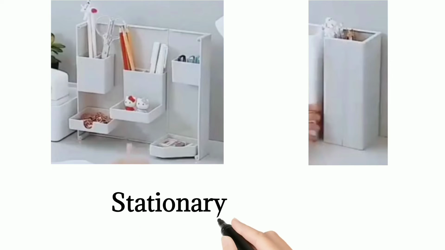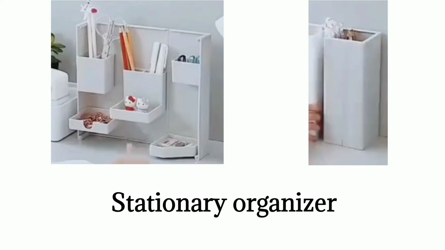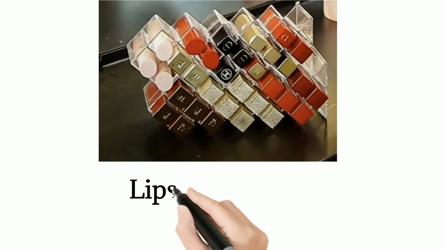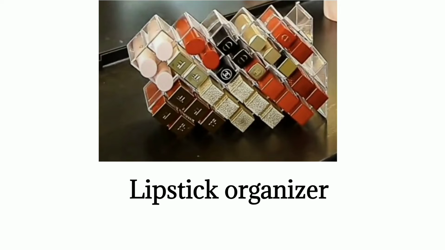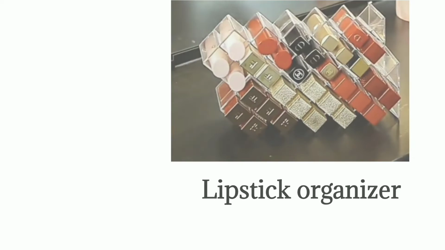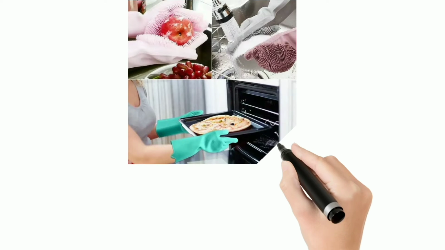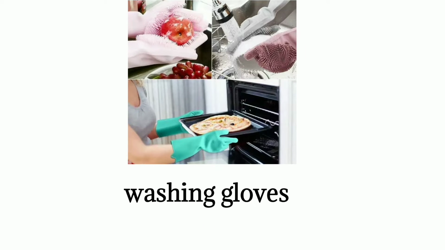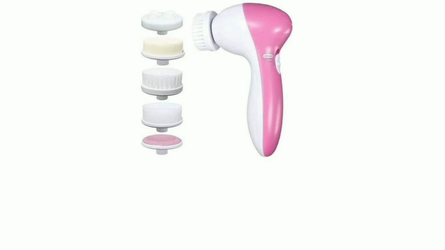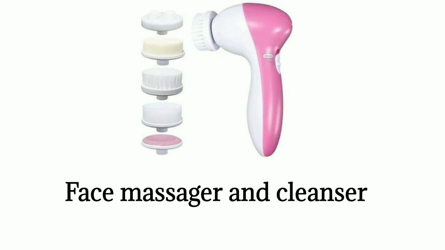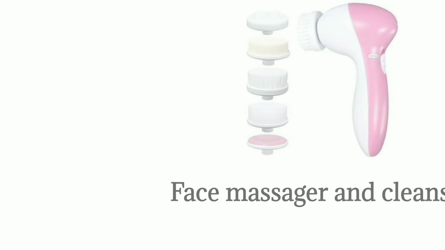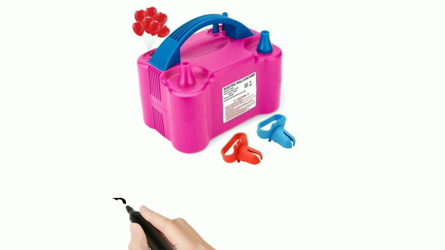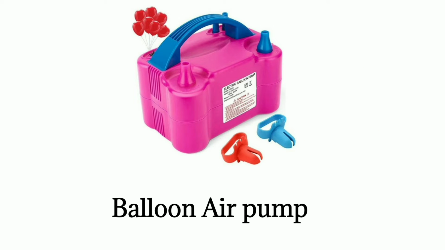What about this one? This is stationery organizer. And what is this? Lipstick organizer. What about this one? Washing gloves. What is this? Face massager and cleanser. What about this one? Balloon air pump.